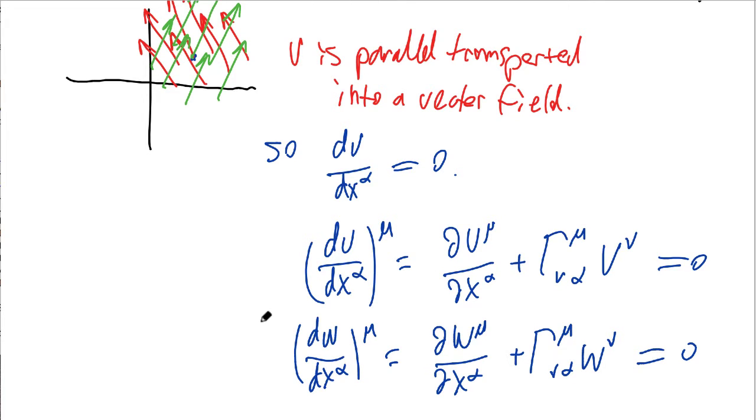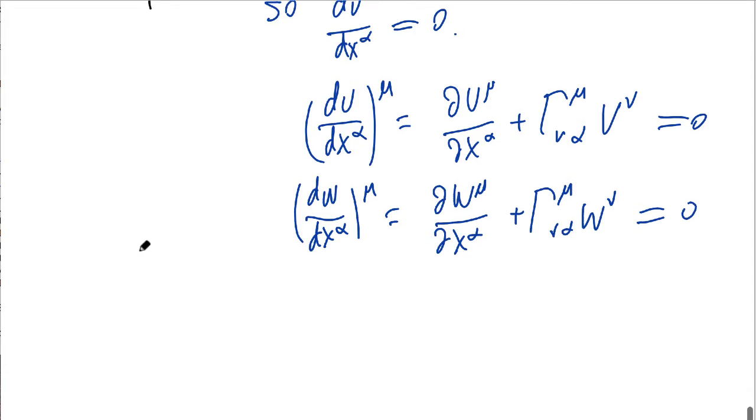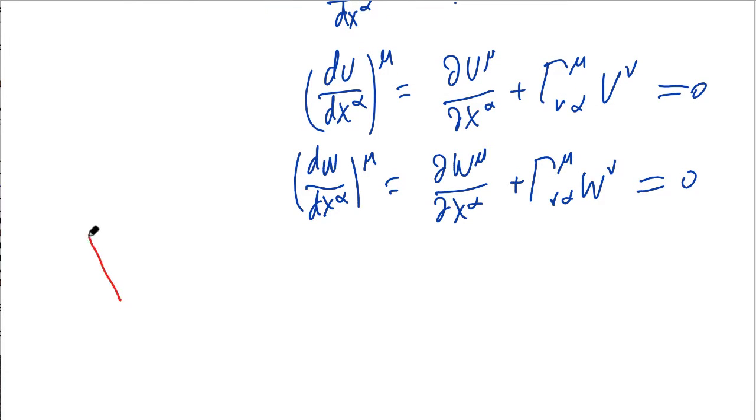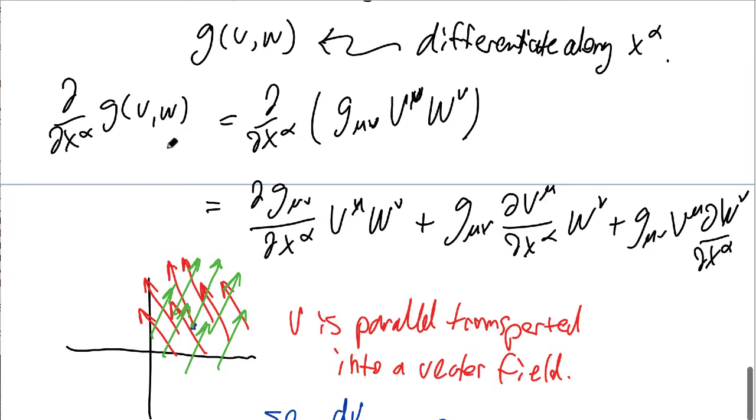So if we take a look at what we're calculating here, this is the derivative of the inner product between v and w. So this is the difference between the inner product of v and w at one point, and v and w at a nearby point, and these have been parallel transported. So the inner product, which is a generalization of the angle between the two vectors, shouldn't change, because these vector fields have been parallel transported. So the left-hand side here should be 0.